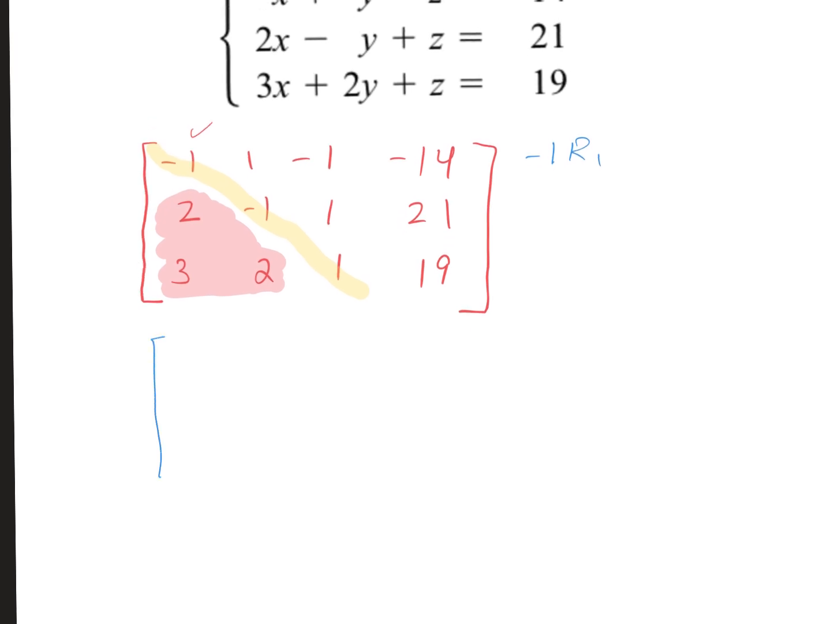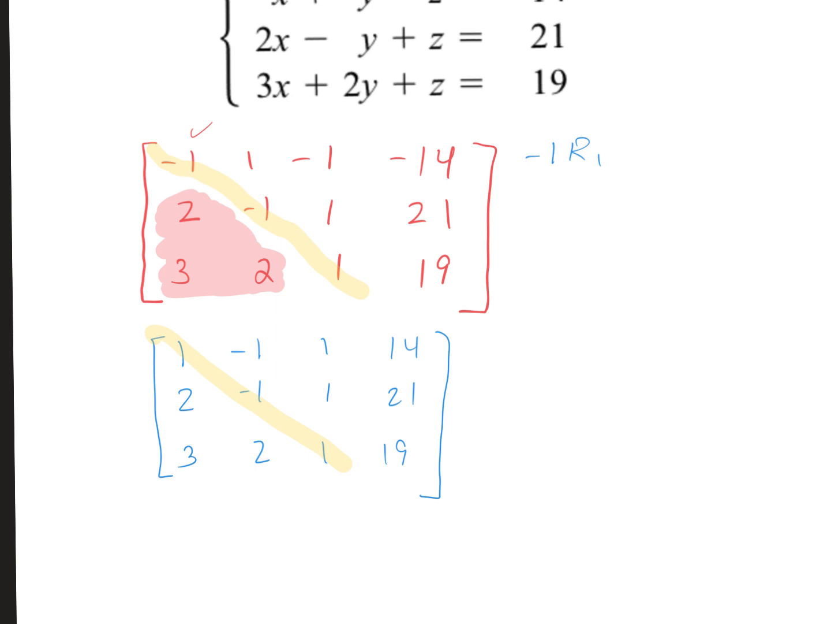So I'm going to rewrite. Yes, this is a pain. I'm going to rewrite, and it's 1. Then this becomes negative 1. This becomes positive 1. This becomes 14, right? Then everything else stays the same. So I have 2, negative 1, 1, 21, 3, 2, 1, and 19. All right, so again, check.